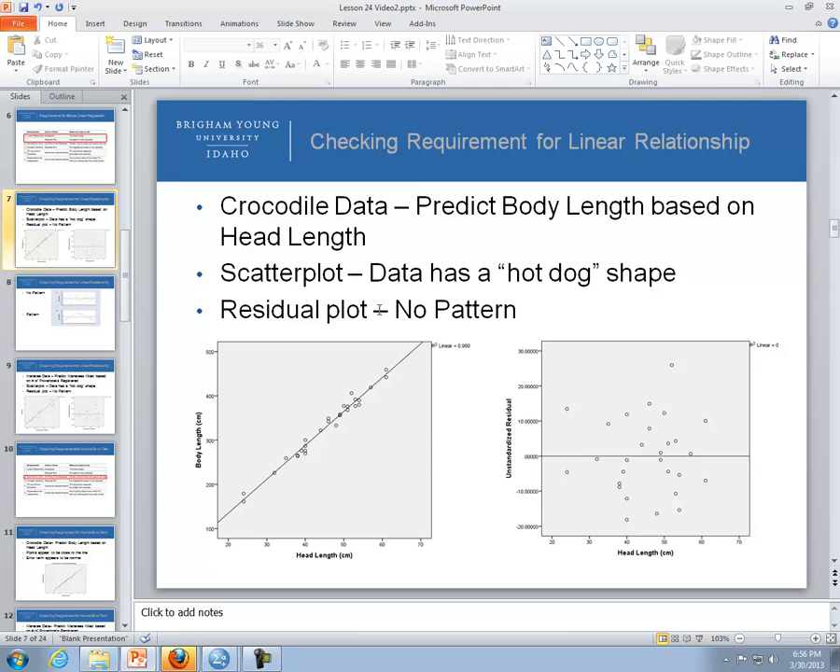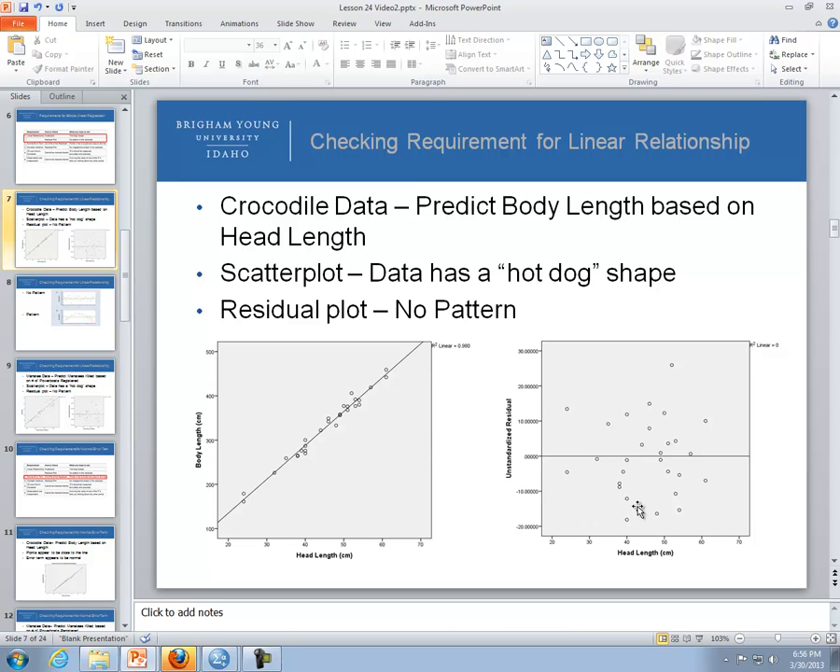Okay. Now the residual plot on the right side. Now notice the residual plot compared to the scatter plot. The scatter plot has the explanatory variable on the x-axis and the response variable on the y-axis. But with the residual plot, we still have the explanatory variable on the x-axis, but the residuals on the y-axis.